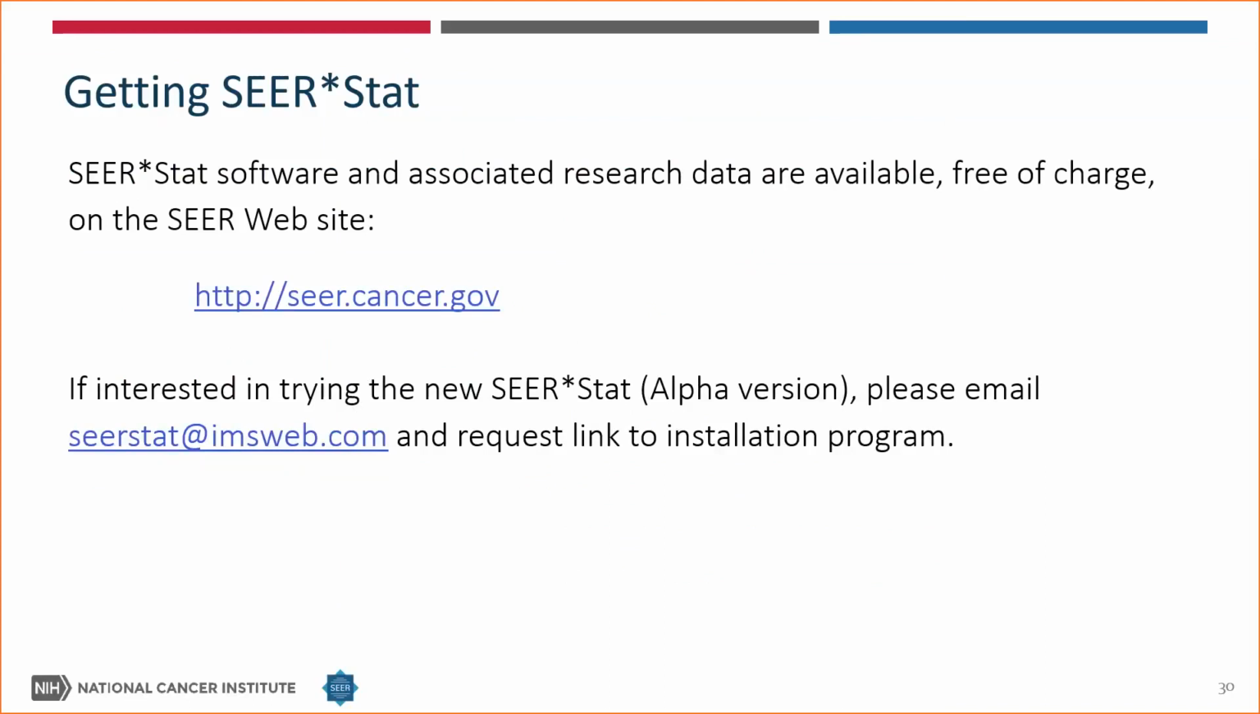And if you're interested in trying the new version, the alpha version that I'm going to be demoing in a minute, just send an email to seerstat@imsweb.com and ask us for the installation program. We'll register you and send you the version, and then you'll get emails whenever we have an updated version, which is fairly frequently because we're making a lot of changes to it.